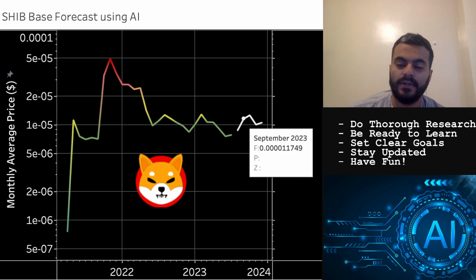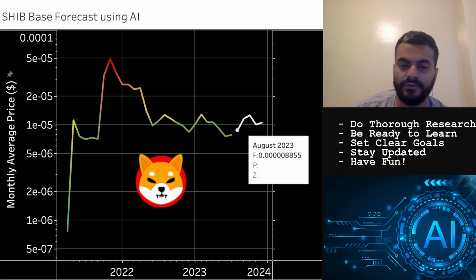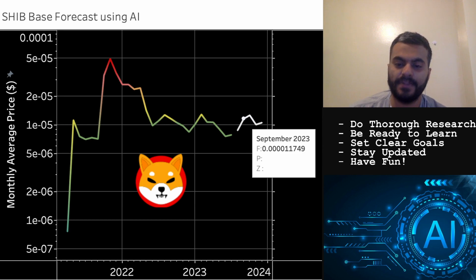For September, this model has forecasted that SHIB will leave this demarcation line of 5 zeros after the decimal point and enter the 4 zeros after the decimal point territory sometime in September, with an average price of after 4 zeros after the decimal point 117.